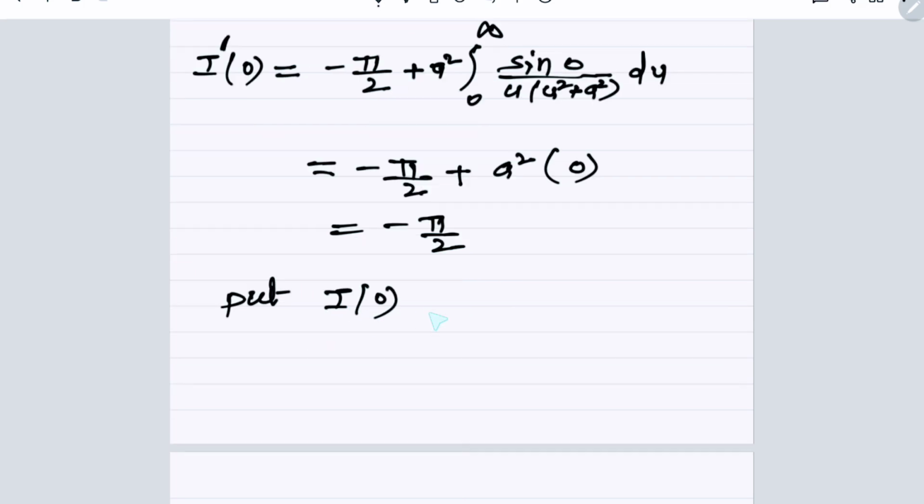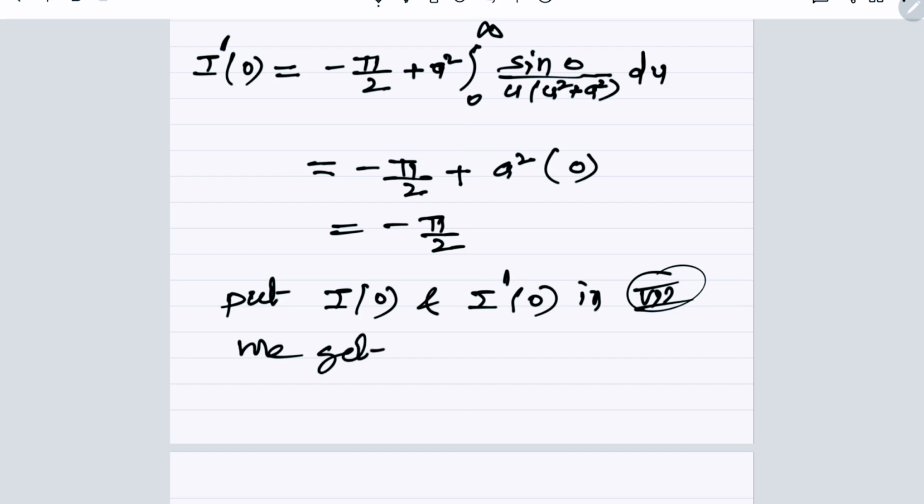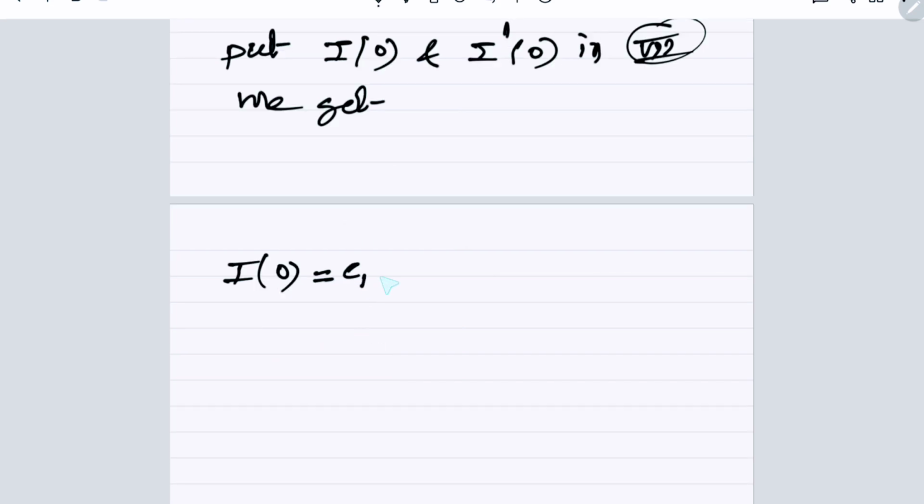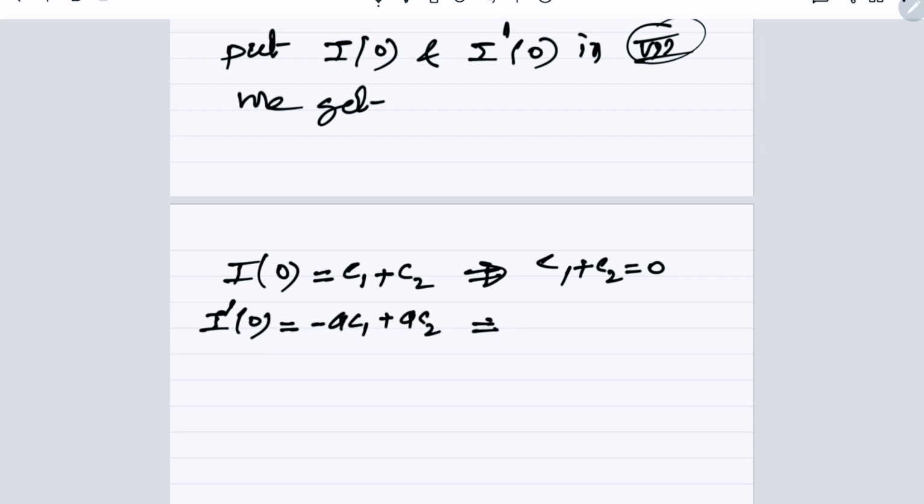Substituting those two values in equation 7, we get c1 plus c2 is equal to I of 0, but the value of I of 0 is pi by 2a. Therefore, the first equation is c1 plus c2 is equal to pi upon 2a, and the second is minus a c1 plus a c2 is equal to I dash of 0, and the value of I dash of 0 is minus pi by 2.